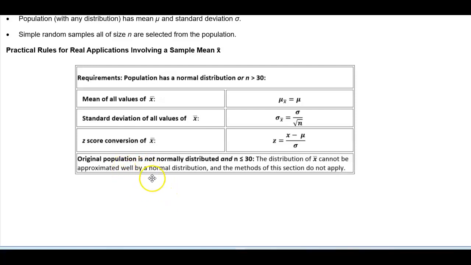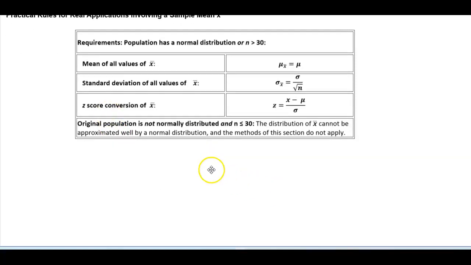Now, if the original population is not normally distributed and n is less than or equal to 30, the distribution of the sample mean cannot be approximated well by a normal distribution, and the methods of this section do not apply.